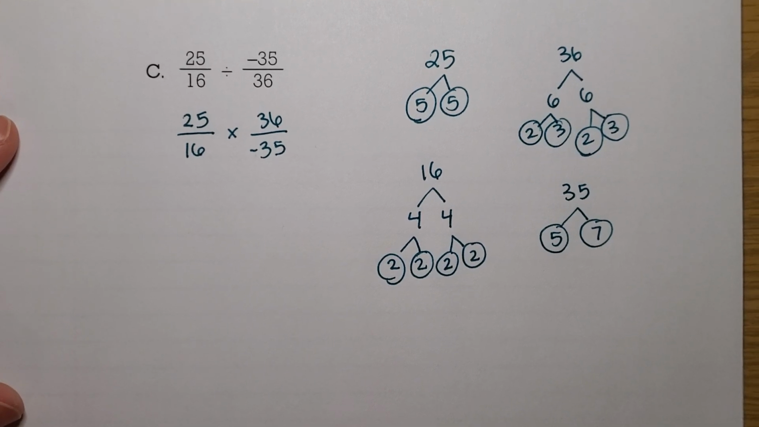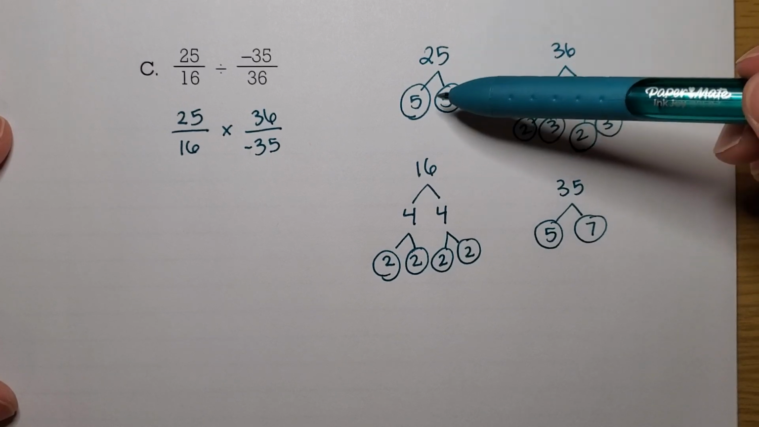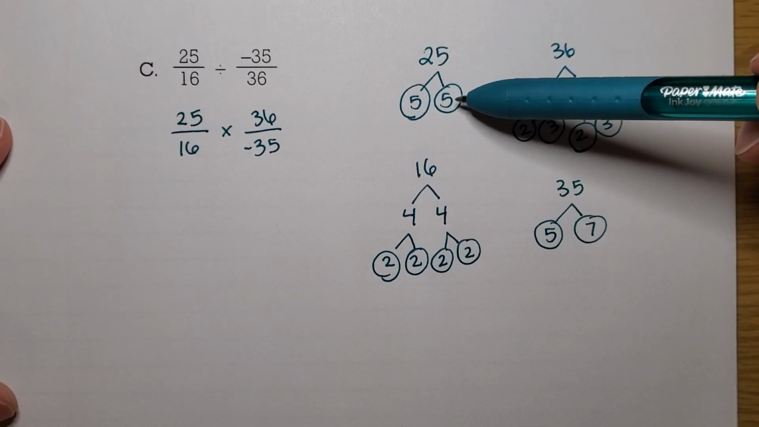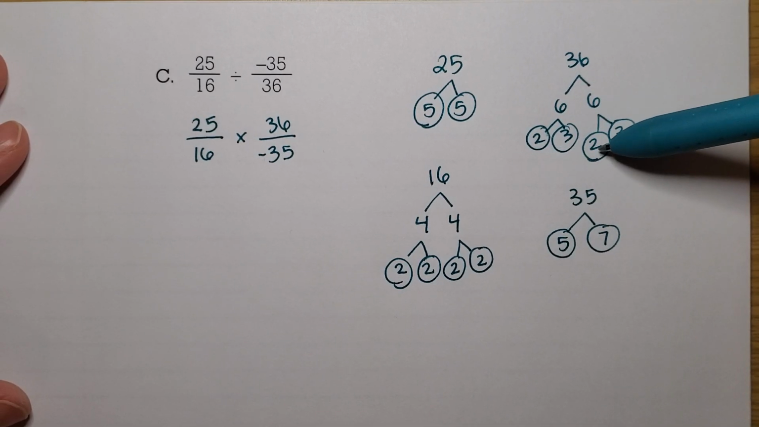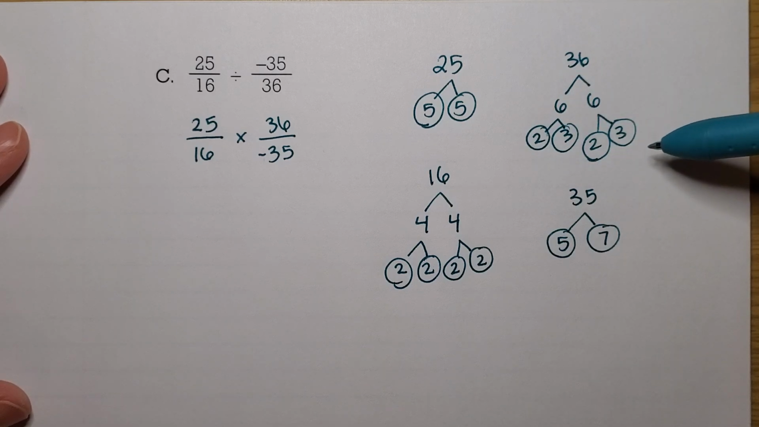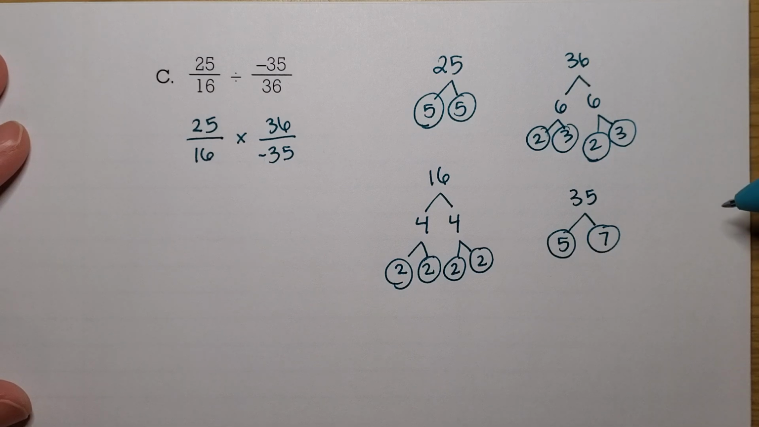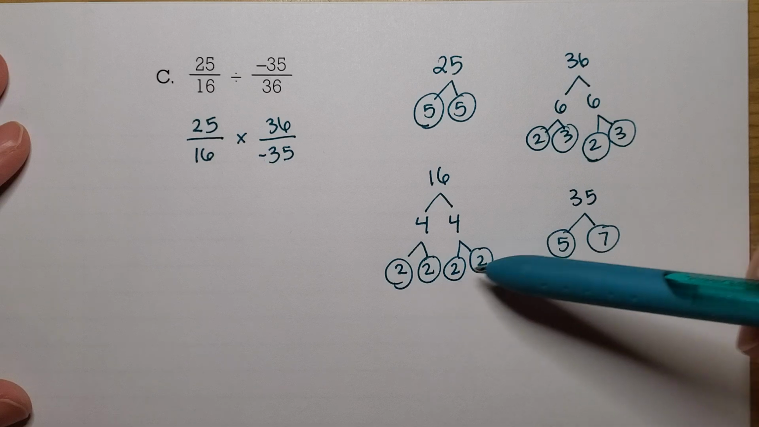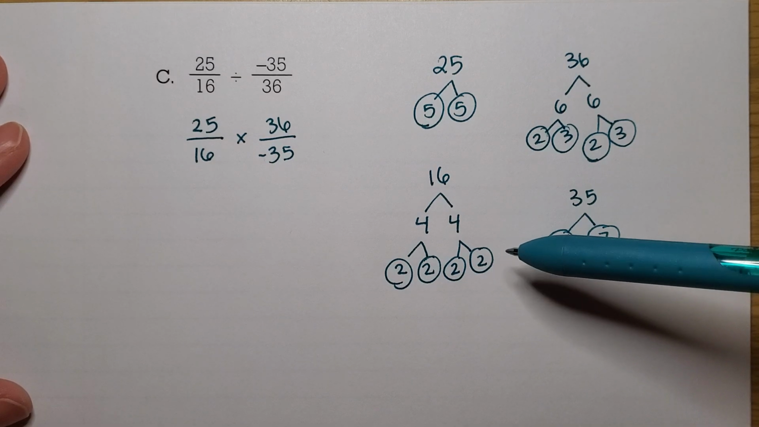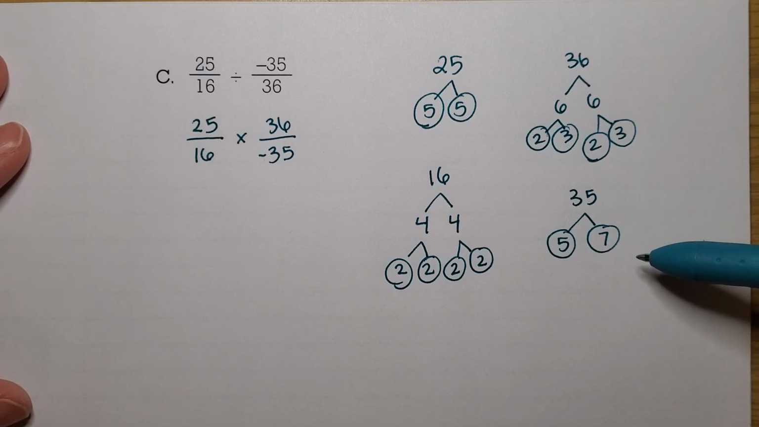Okay, so I went ahead and made my factor trees. For 25, in the end, I got 5 times 5. For 36, in the end, I had 2 2s and 2 3s. So your tree for 36 might look a little different from mine, but if in the end you also got 2 2s and 2 3s, you're good to go. For 16, I got in the end 4 2s, so 2 times 2 times 2 times 2. And for 35, I got 5 times 7.